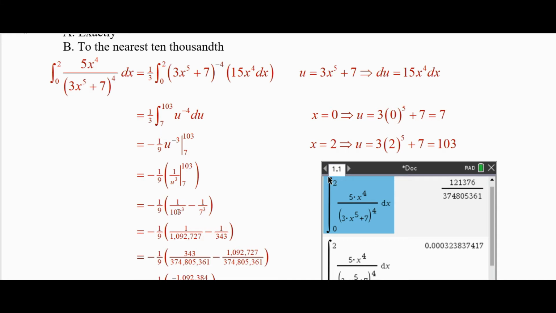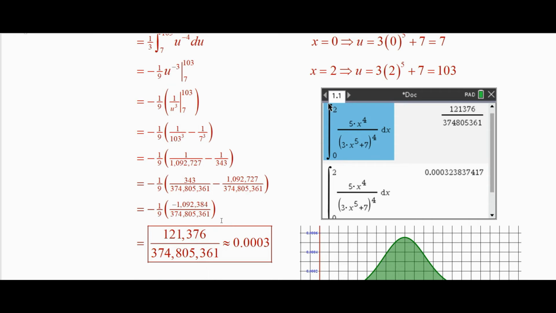103. So it's 1 over 103 cubed minus 1 over 7 cubed times negative 1/9, which is like this. And the common denominator is just 7 cubed times 103 cubed. Okay, because those don't have a factor in common, which is multiplying these two denominators. And then you multiply top and bottom here by 343, top and bottom here by 1,092,727, which is 103 cubed.